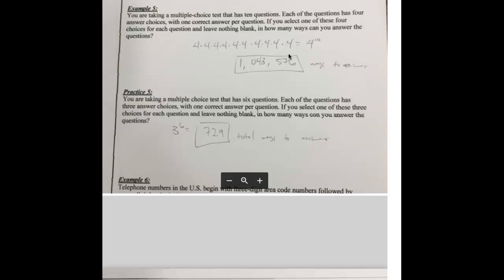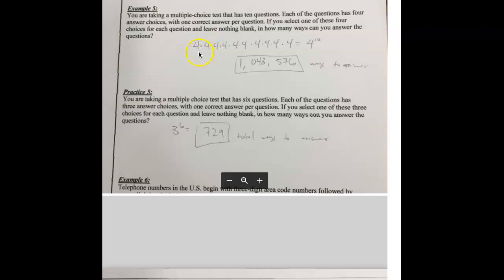So like, this one's talking about a 10 question test. It's multiple choice, and each question has 4 options, right? A, B, C, and D, let's say. So how many different ways can this test be answered? Well, you figure 10 questions means you're going to multiply 10 numbers, and the numbers you're going to multiply are dependent upon how many choices there are each time I have to make a choice. So the first question has 4 choices, and they all have 4 choices, right? All 10 questions have 4 choices.